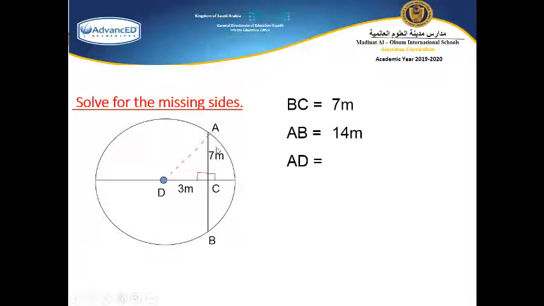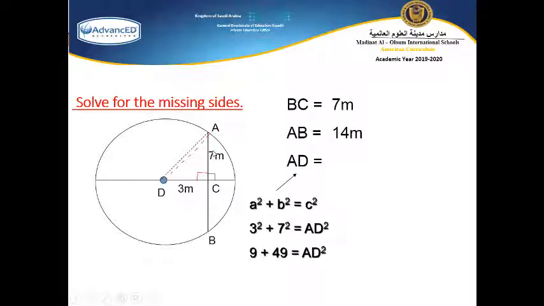How to find AD? As we explained in the previous slide, we will use the Pythagorean theorem to find the length of AD. This distance squared equals 3 squared plus 7 squared. Then AD squared equals 49 plus 9 equals 58. Then AD equals the square root of 58, equals 7.6.